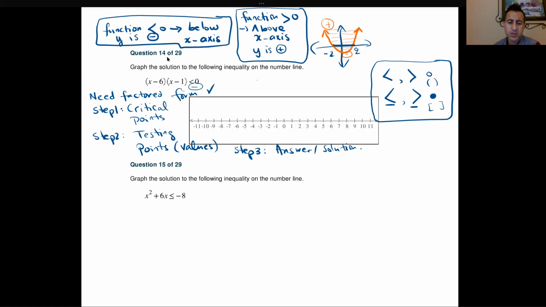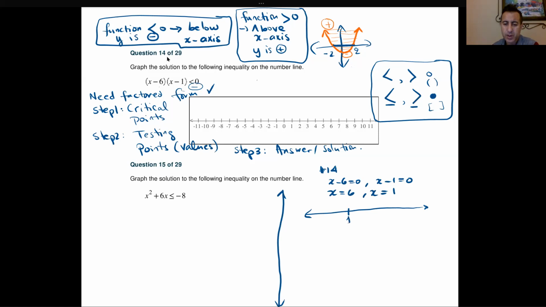So let's work out this example here. We're going to split this here, this way, and we're going to continue here. So we'll call this continue question 14. So what are the critical values? The critical values are, as usual, pretty much the zeros. We set x minus 6 equals 0 and x minus 1 equals 0. So x equals 6 and x equals 1. So these are the critical values.